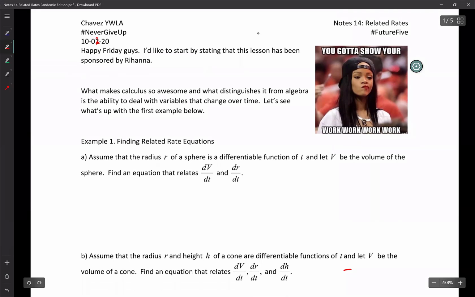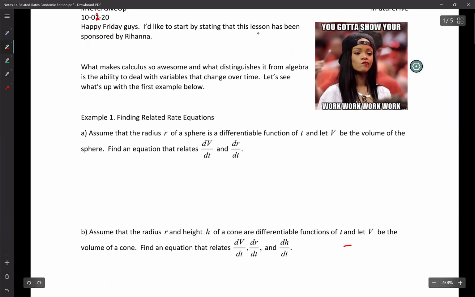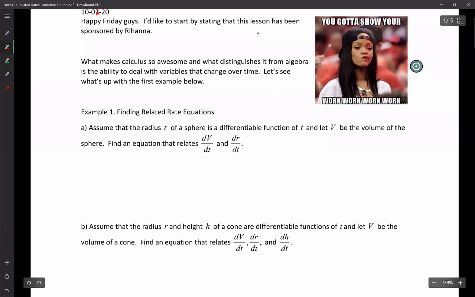So let's go ahead and get right into it, guys. This is just like implicit derivatives. The only difference is that we're taking the derivative with respect to time. So let's go ahead and get started.